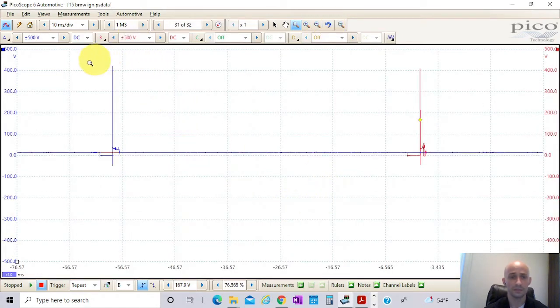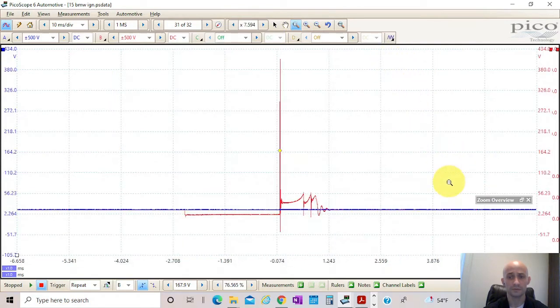Alright, so we have the waveform for our number 5 primary ignition voltage, which is going to be our blue trace. The red trace is going to be a known good cylinder, but we're going to start off with a known good cylinder. Okay, so this is pretty textbook here.